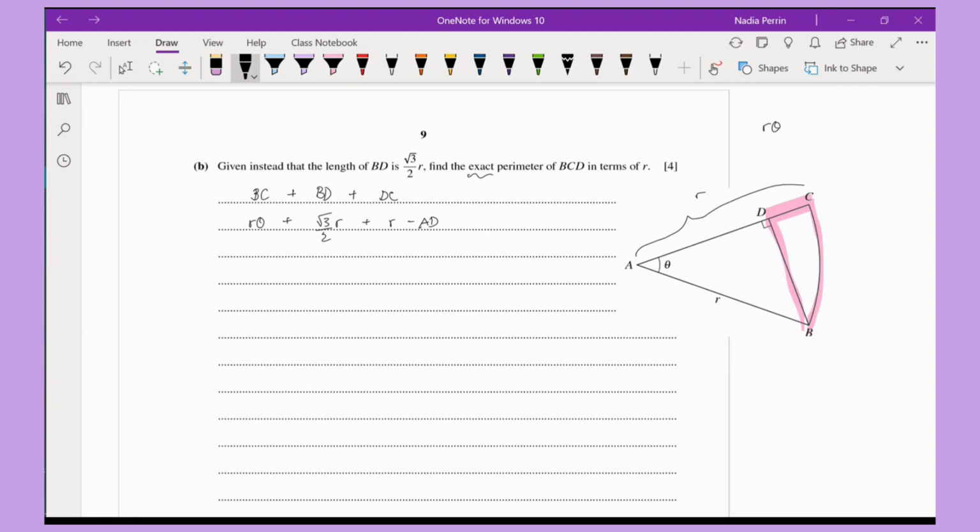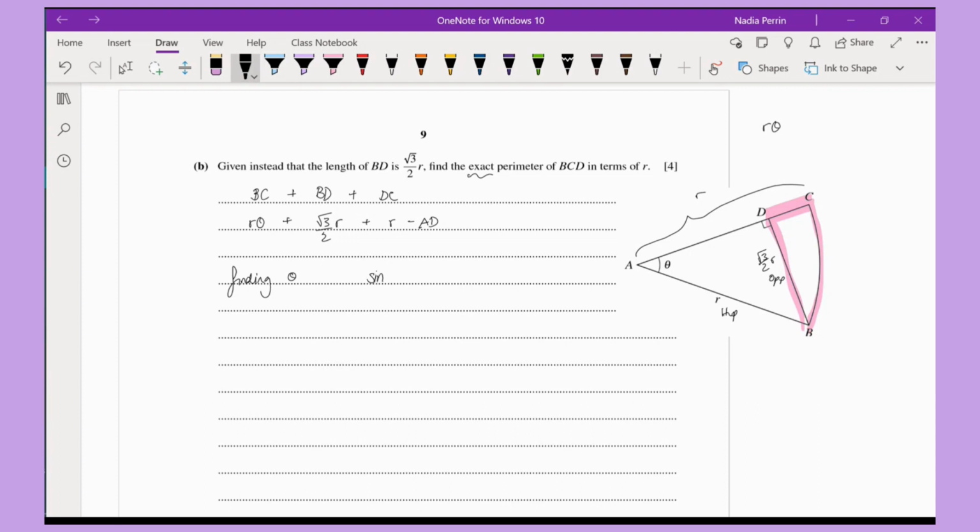So first of all, let's find out what theta is. Again, telling the examiner what we're trying to do. This time we know that BD, which is this bit here, is √3 over 2R. And then we need to use our trig ratios to find out what theta is. This is opposite the angle and this is hypotenuse. So we've got opposite and hypotenuse, so we're going to be using sine.